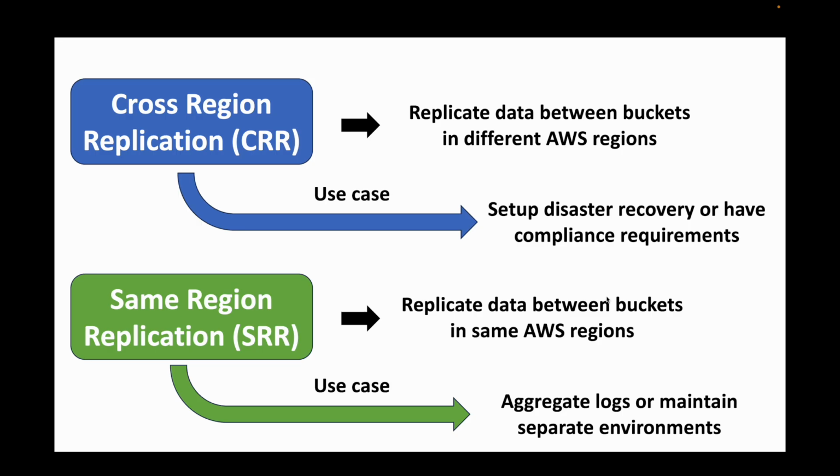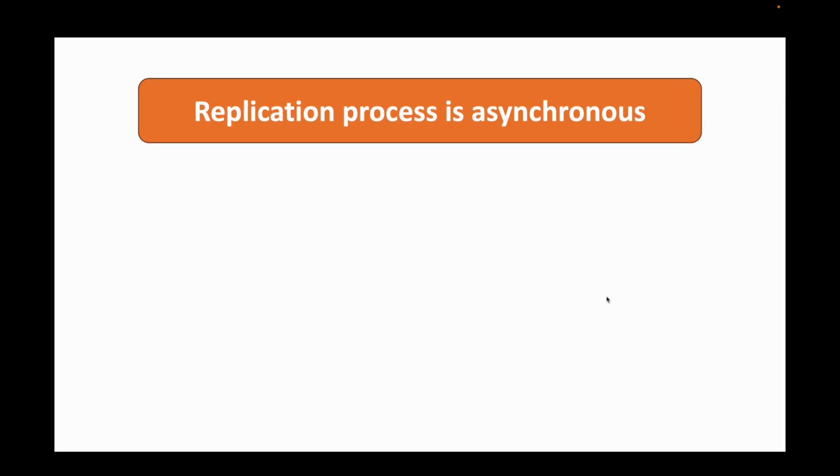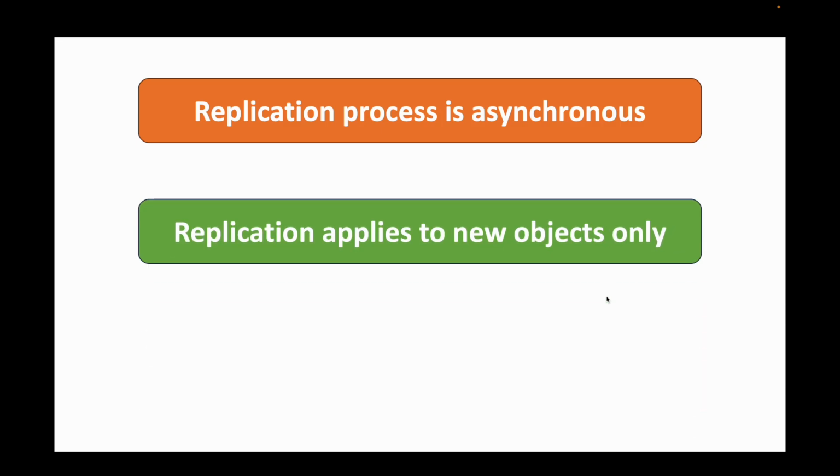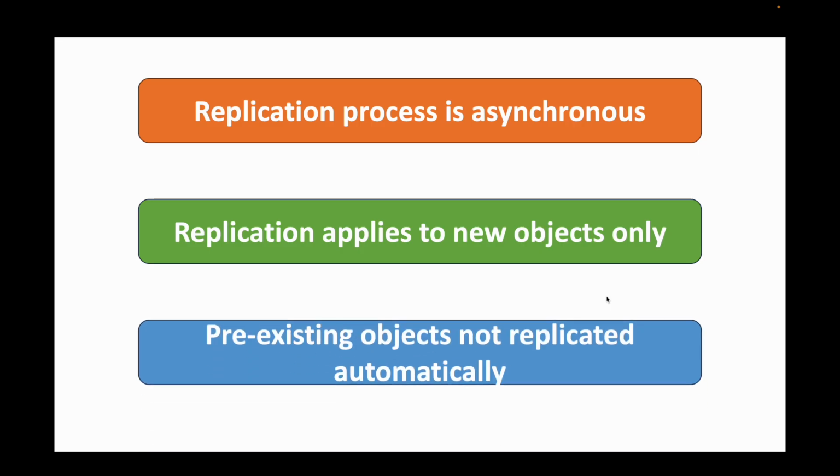Now, a very important point to note is that the replication process is asynchronous. So, basically, depending on the size of the object, the replication can take time to get copied over to your destination bucket. So, it's asynchronous. And the replication process applies only to new objects. All right. So, once you create the replication rule, any new objects that you upload, the replication applies only to those objects. So if you have any pre-existing objects, they won't be replicated automatically. So either you will need to manually copy them over to the destination bucket, or you will need to explicitly specify to replicate these existing objects.